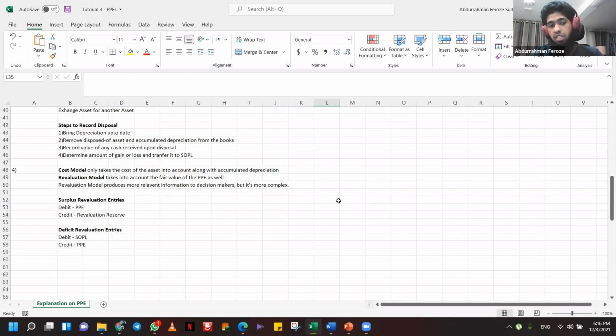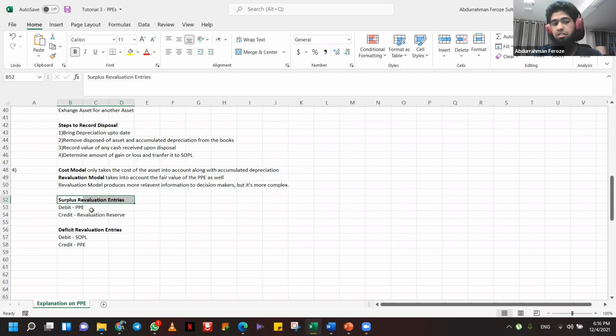So with regards to revaluation, there are two possibilities. One is surplus revaluation, one is deficit revaluation. Surplus revaluation means that, let's say you bought a land for 1 million, and after 5 years, the value of it has become 3 million. So this is a surplus revaluation.